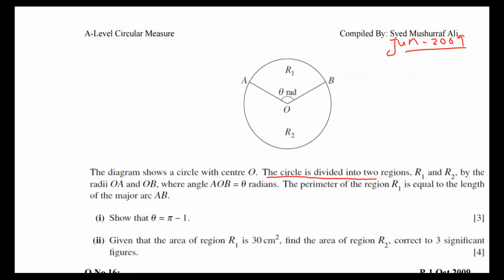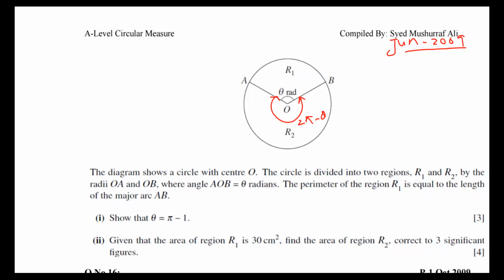A circle is divided into regions R1 and R2. This is R1, the smaller sector, and the bigger sector is R2. If this small sector has angle theta and I want to find the largest sector's angle, in degrees we say 360 minus theta, but because we are doing circular measure, we have to keep it in radians. So this is 2 pi minus theta. I hope this part is okay.